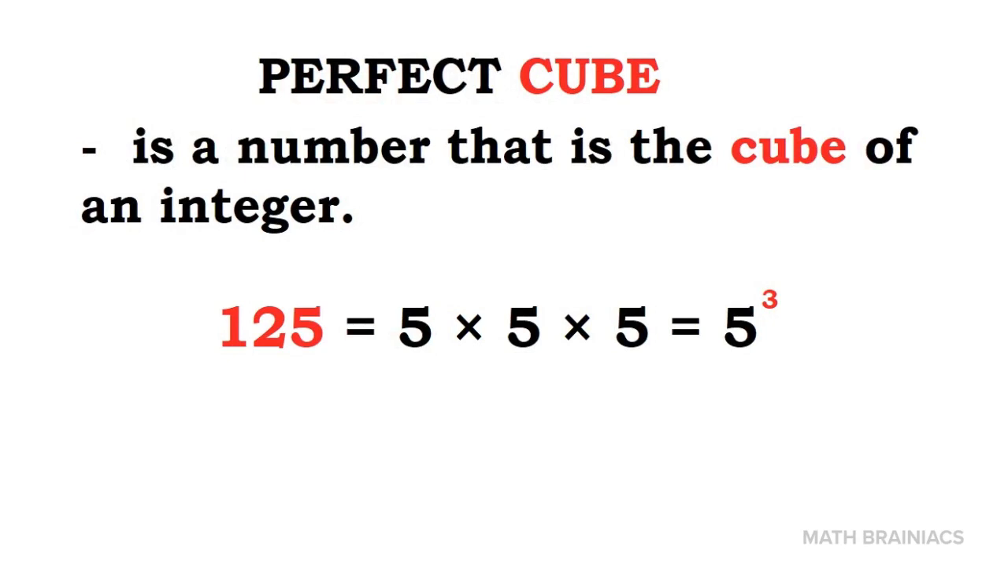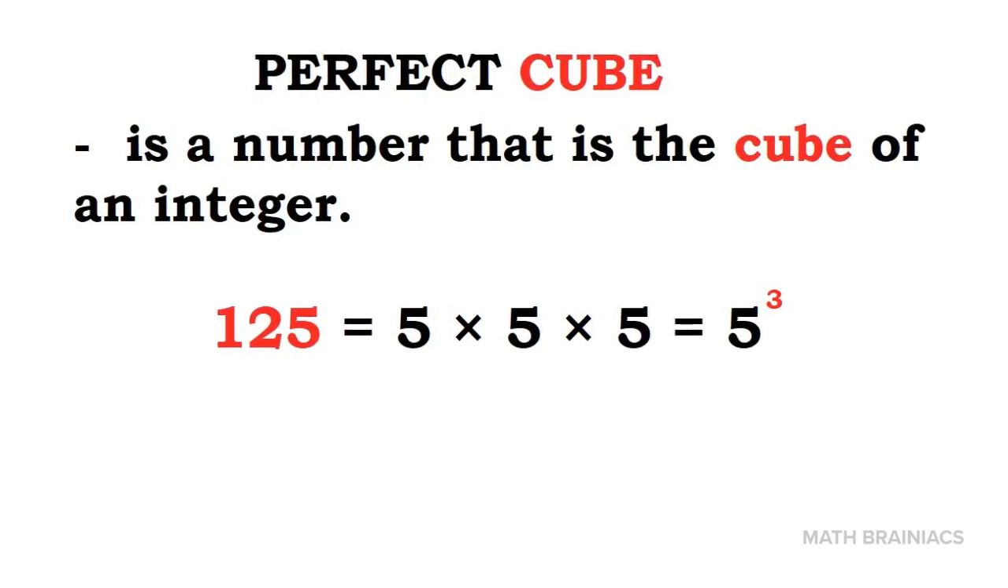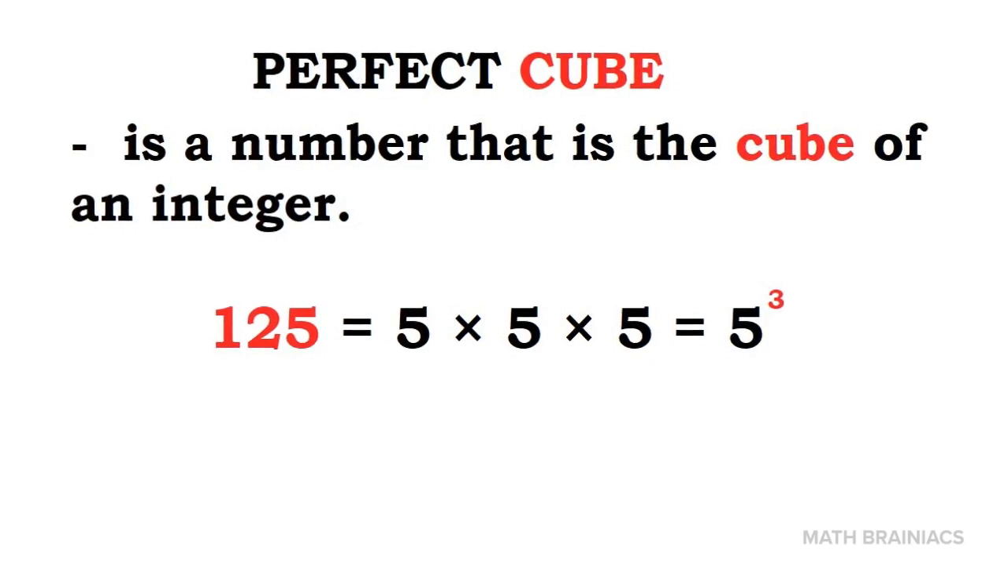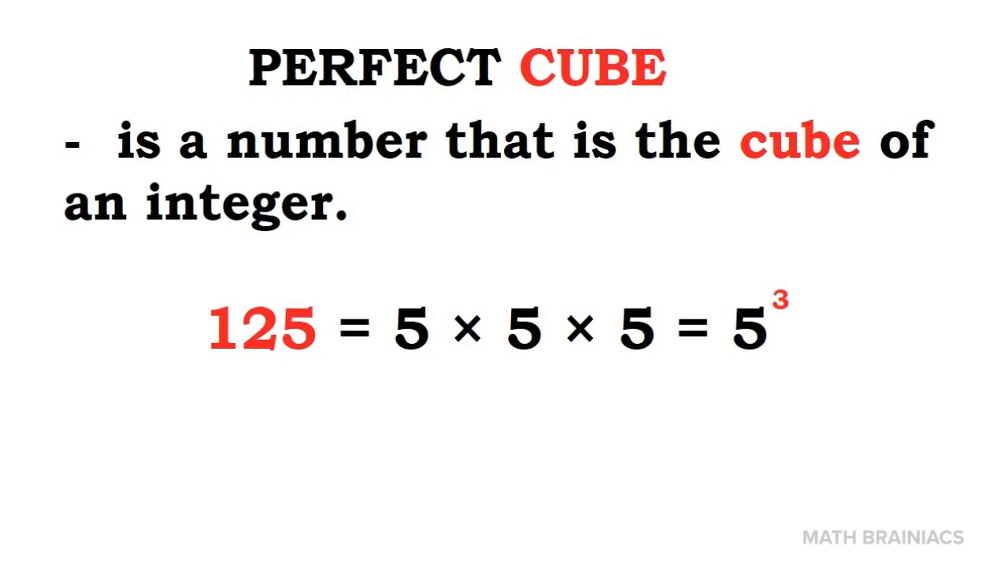While a perfect cube is a number that is the cube of an integer. For example, 125 is the perfect cube of 5, because whenever you multiply 5 3 times, the answer is 125. 5 times 5 is 25, times 5 is 125. So it is 5 raised to the power of 3, or 5 cubed.